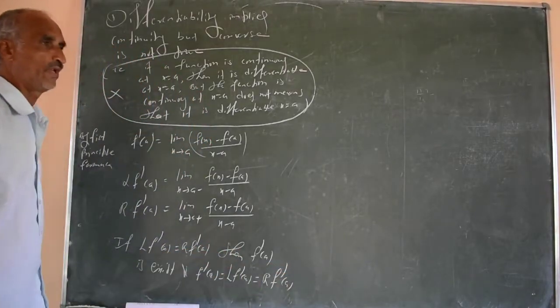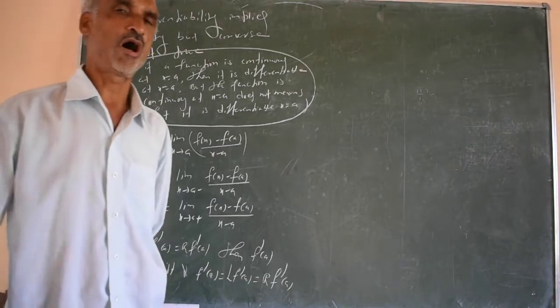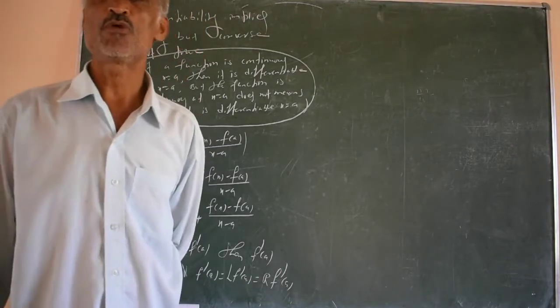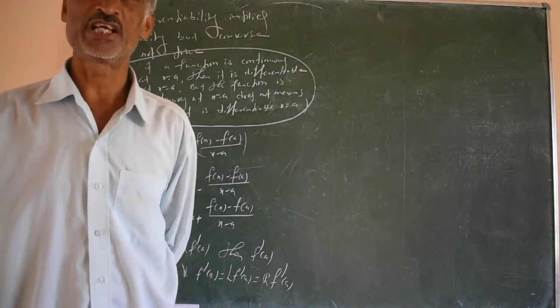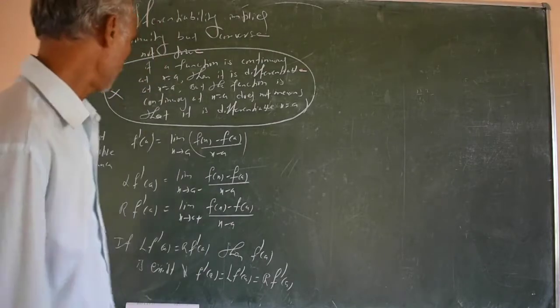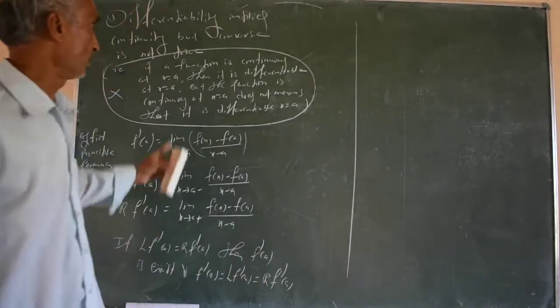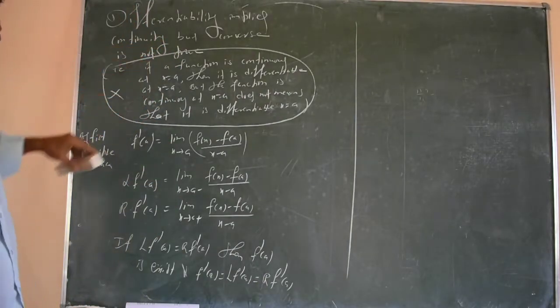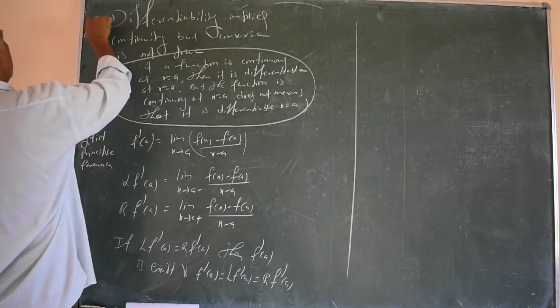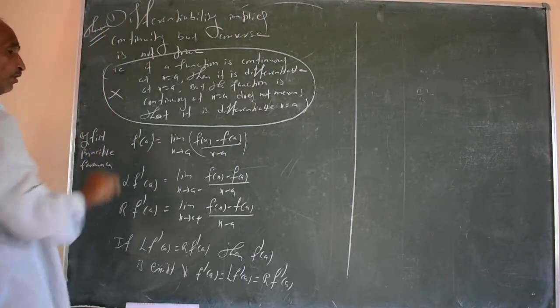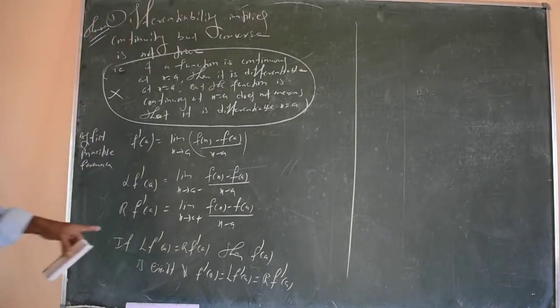If the left-hand derivative f dash of a is not equal to the right-hand derivative f dash of a, then the derivative of the function f of x does not exist at x equals a. These are all the points to be remembered for this particular theorem. I have given the theorem statement; the proof has not yet started. These are all the basics.